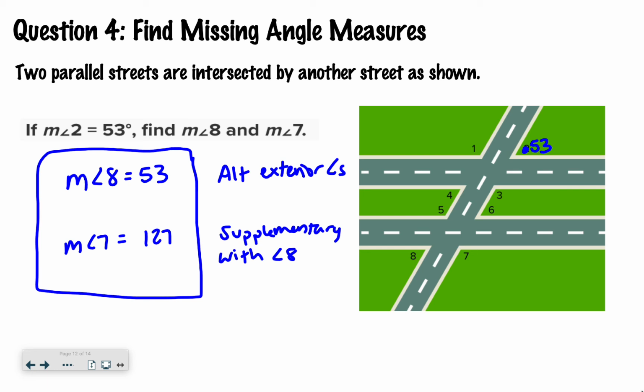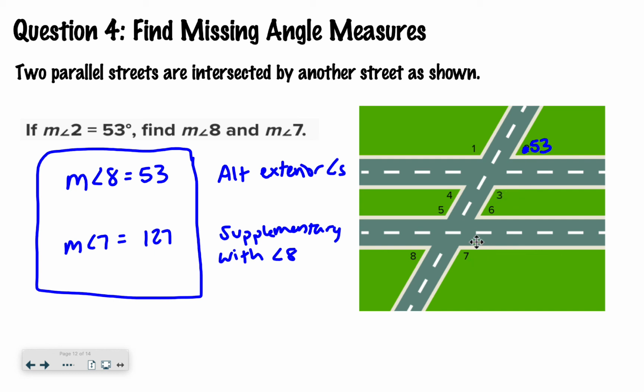Okay, for this problem, hopefully you figured out that since angle 2 is 53 degrees, that means that angle 8 is also 53 degrees because they are alternate exterior angles. But then, angle 2 and angle 7 aren't related. They're not corresponding, even though they're both on the same side of the transversal. They're both outside. They're both exterior angles, so they're not corresponding. So what you have to do is look for another angle relationship.